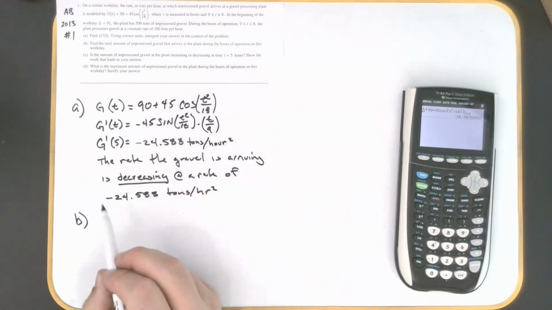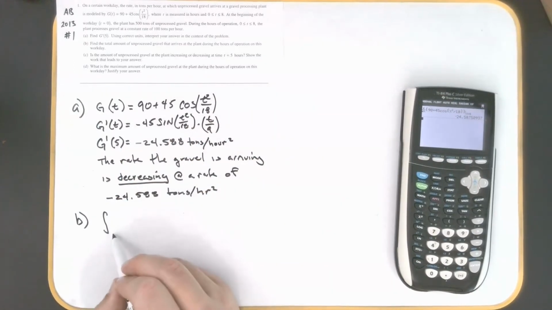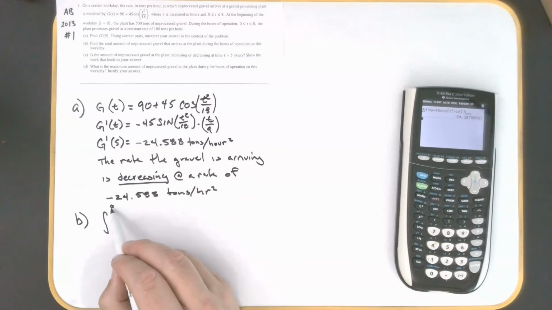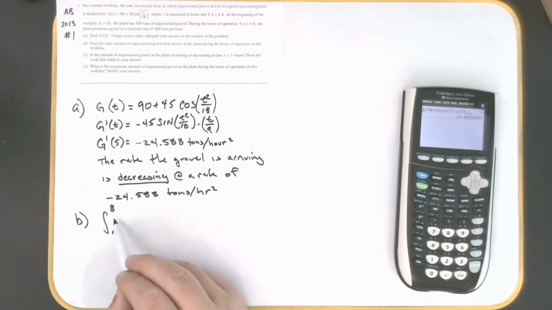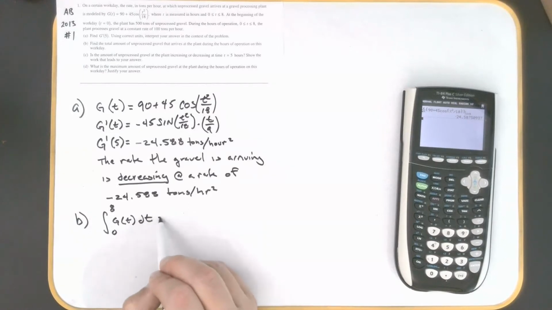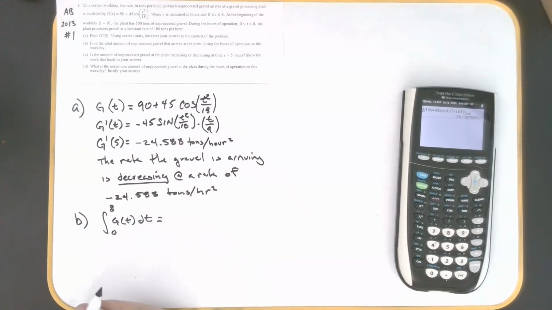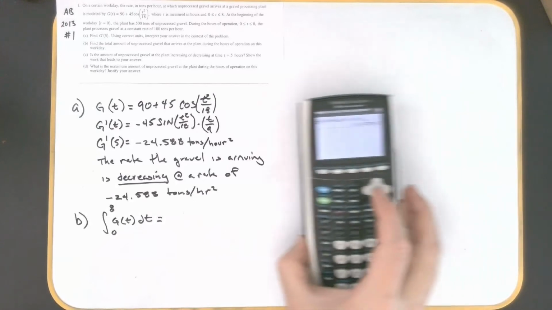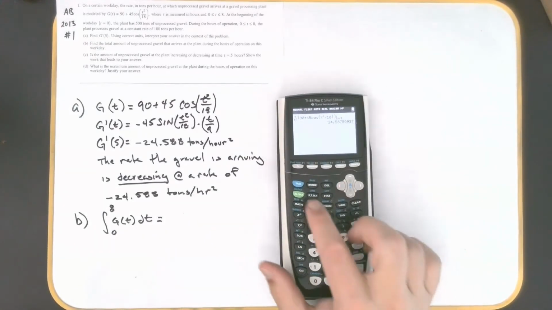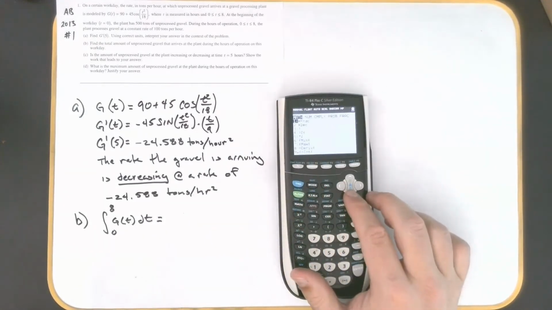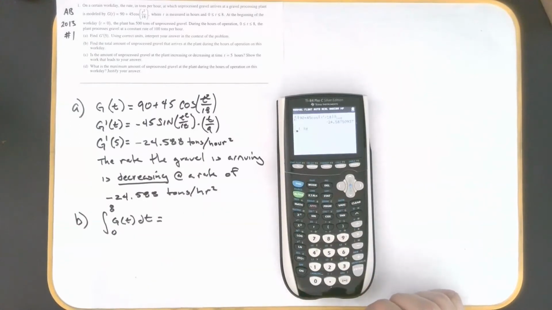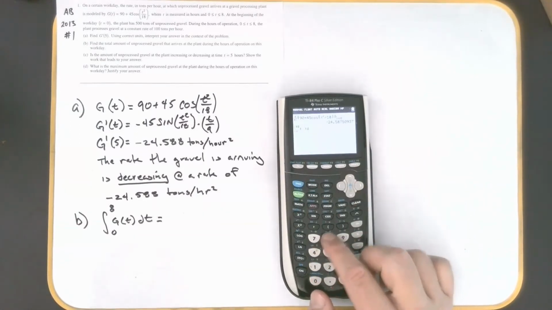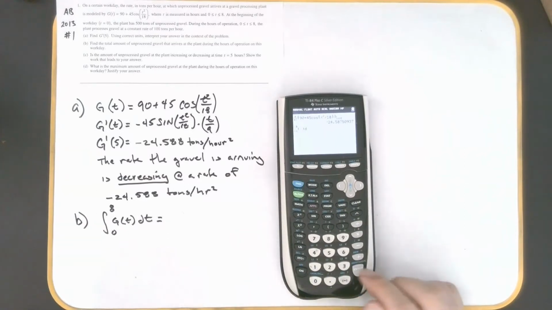So it says during the workday. Well, it doesn't get much easier than this. Very straightforward. We're going to integrate from 0 to 8 the function of the gravel arriving, which is just g of t. And this is a total calculator question. All we have to do is take advantage of the calculator. I'm going to go to my integral now, and I'm just going to integrate from 0 to 8 the same function I took the derivative of before.